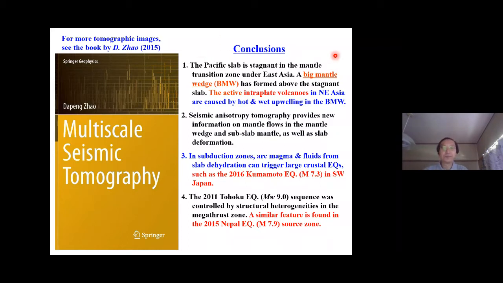Thank you very much, sir, for your thought-provoking talk on seismic anisotropy tomography. Your model, the BMW model, the big mantle wedge model for intraplate volcanism, was really interesting. Now we have two special guests, but I'll introduce them later. But first, let us have remarks from our session chairman, Professor Zhao. How about Professor Zhao?